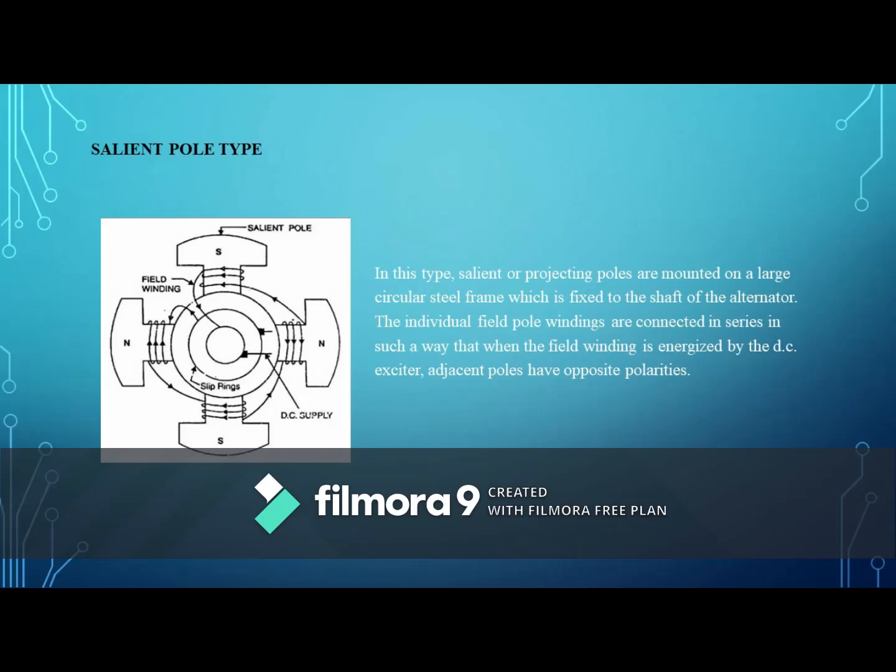In this type, salient or projecting poles are mounted on a large circular steel frame which is fixed to the shaft of the alternator, as shown in the diagram. The individual field pole windings are connected in series in such a way that when the field winding is energized by the DC exciter, adjacent poles have opposite polarities.